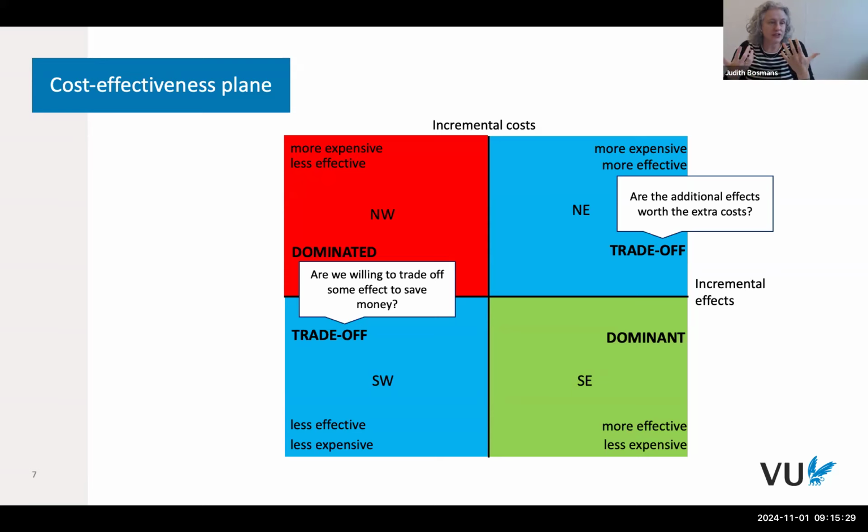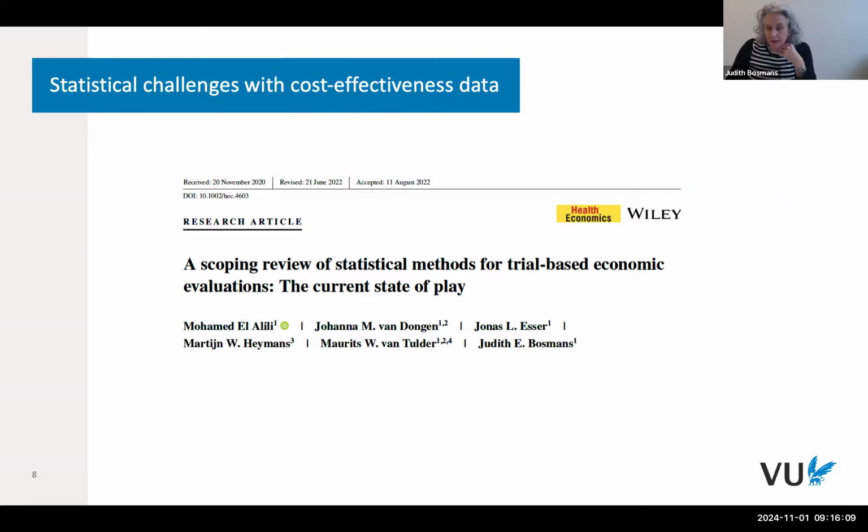We have to decide whether we're willing to trade off some health effects with the benefit that we save money, so that we spend less money on our healthcare system. So in both these cases, we have to make a trade-off. And we will talk a bit more about that later on, but I hope that you all have some experience with economic evaluations to at least grasp that concept properly.